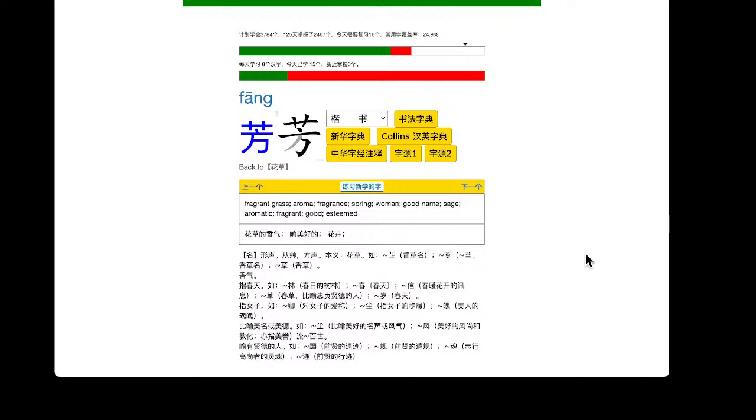Like 流芳百世, right? 流芳百世, that means this person's good reputation has been recorded in history and remembered by hundreds of generations. Okay, 流芳百世.